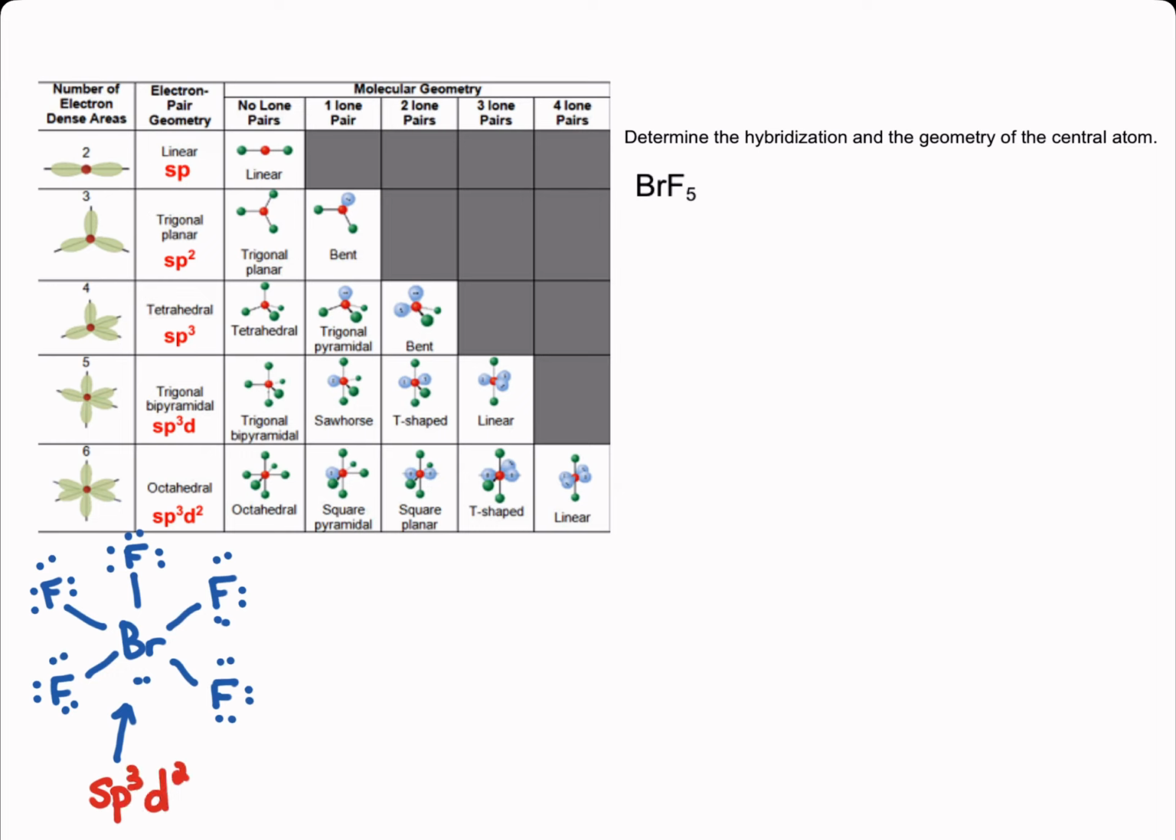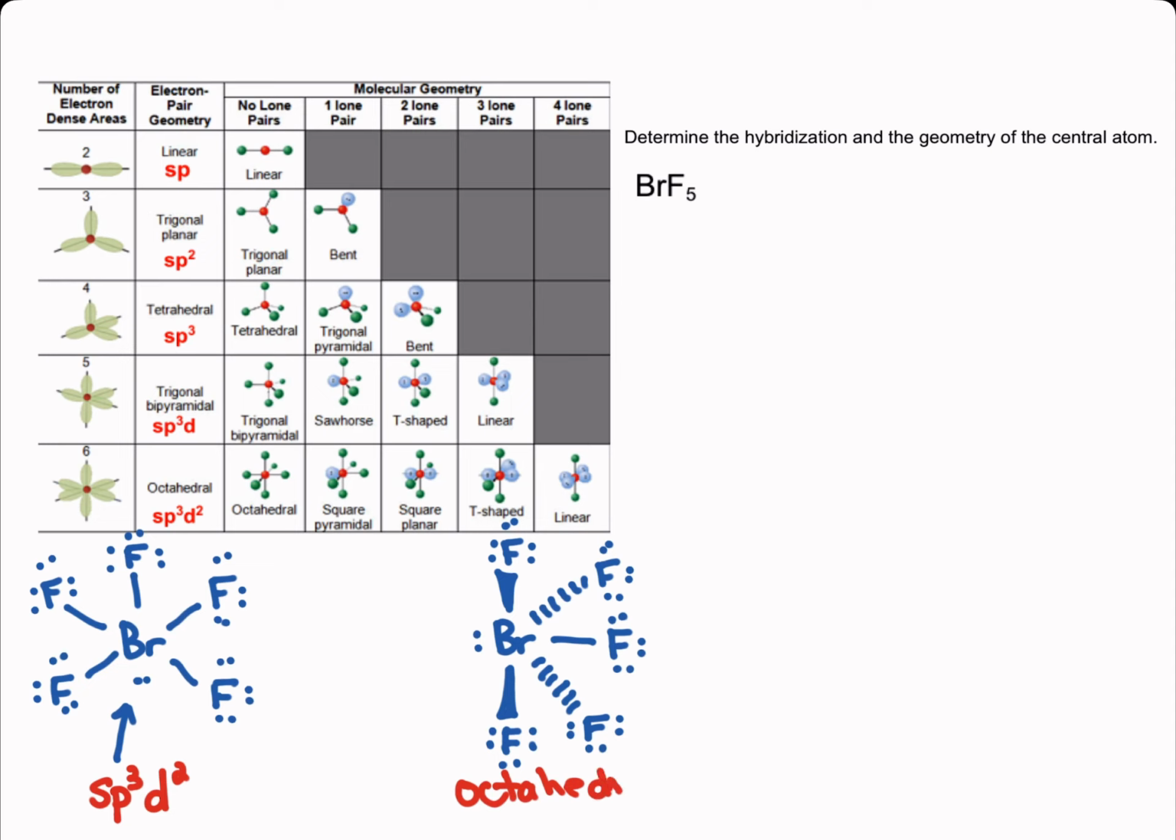We can also describe its geometry. Steric number 6 is octahedral with one lone pair means a square pyramidal with bond angles that are less than 90 degrees.